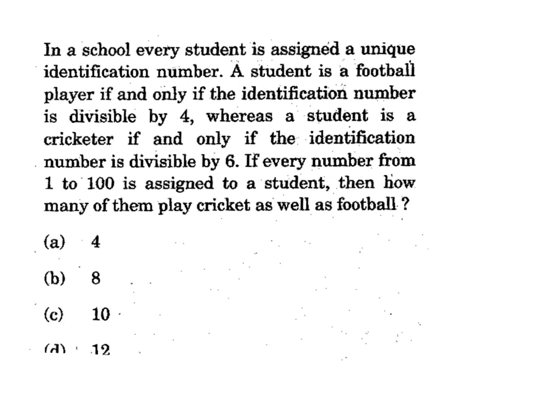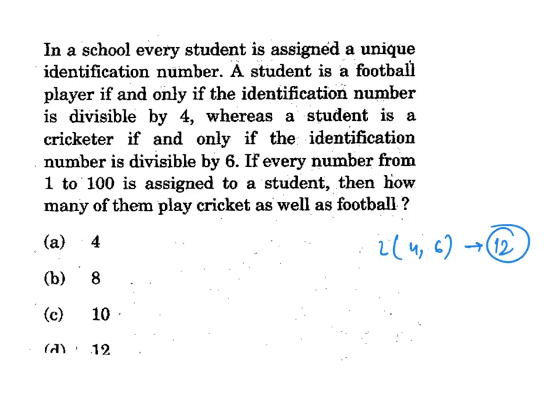In a school, every student is assigned a unique identification number. A student is a football player if and only if the identification number is divisible by 4, whereas a student is a cricketer if and only if the identification number is divisible by 6. If every number from 1 to 100 is assigned to a student, then how many of them play cricket as well as football? Football means divisible by 4, cricketer means divisible by 6. So if a number has to be divisible by 4 and 6, the LCM of 4 and 6 we know is 12. Every multiple of 12 is divisible by 4 as well as 6.